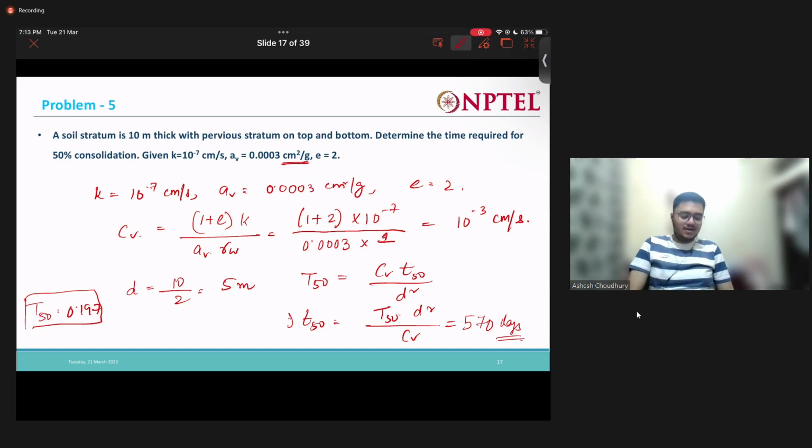So in 570 days, see, more than a year, right? 570 days means almost 1.6 years. So in 1.6 years, this clay layer will actually undergo 50% of consolidation settlement. Okay.